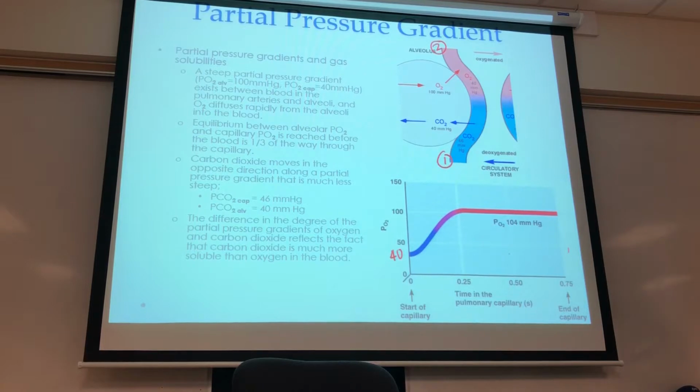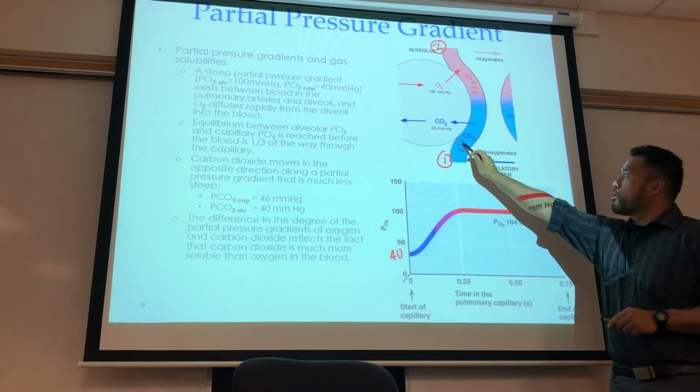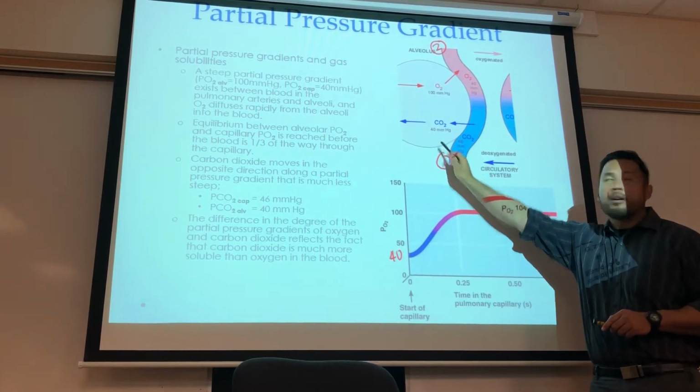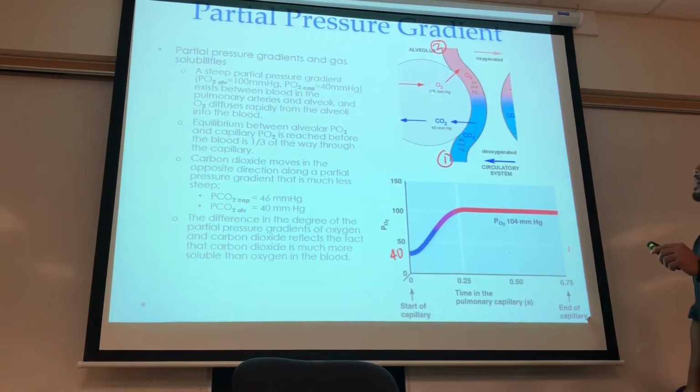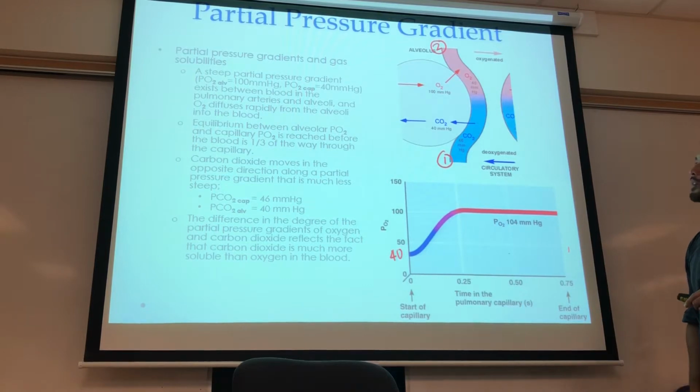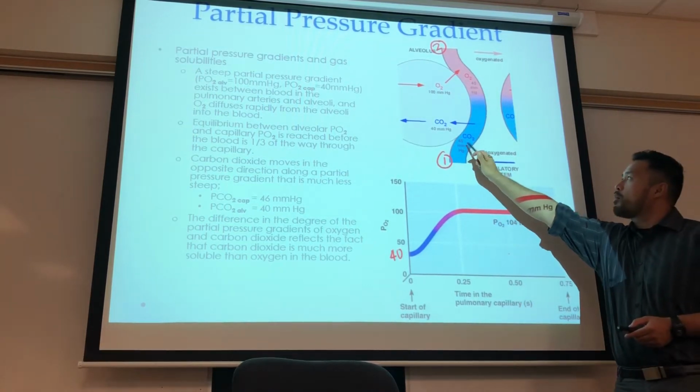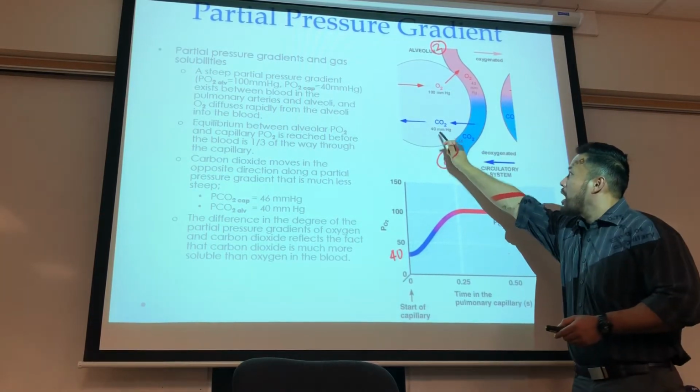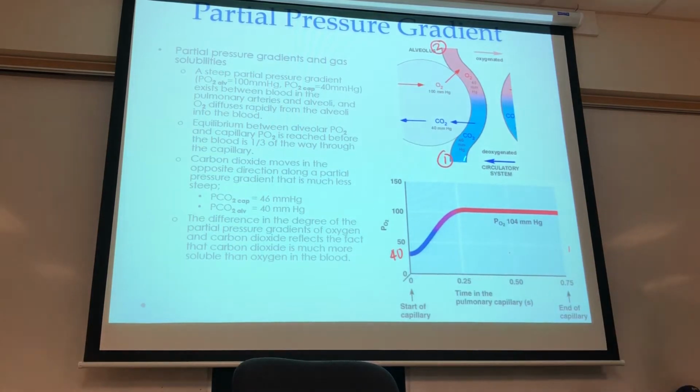Now, carbon dioxide moves in the exact opposite direction, where we're pulling CO2 from the capillary of deoxygenated blood into the alveoli, where the partial pressure difference is 46 to 40, much less than that of 140 for oxygen. And again, employing Henry's law, we can easily pull more CO2 out with a lower partial pressure gradient.